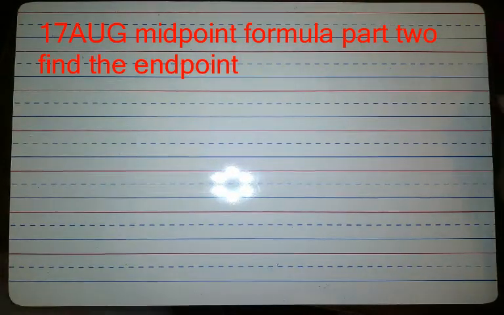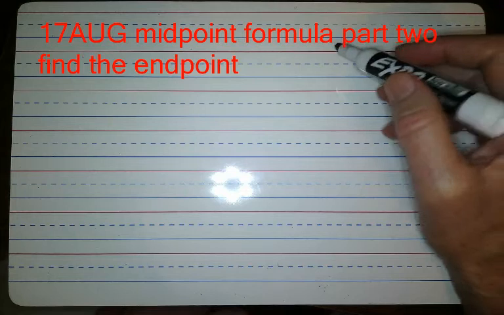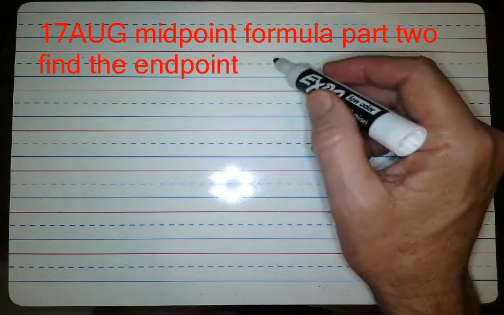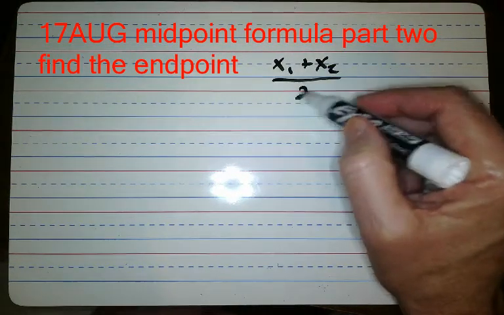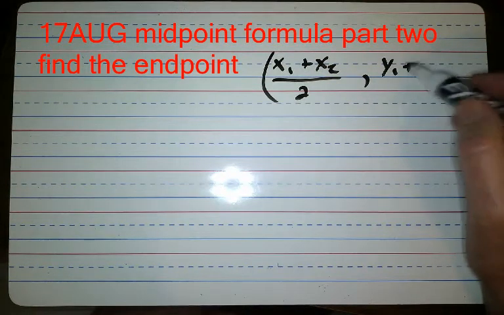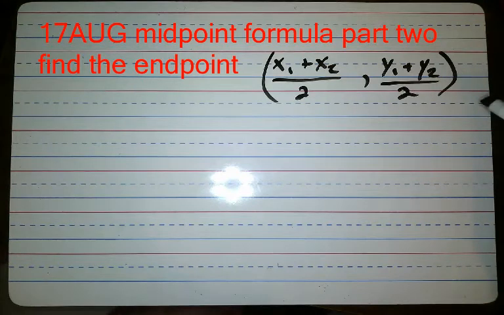Hello, it is 17th of August, and we're using the midpoint formula part 2, which is finding the endpoint. So remember, to use the midpoint formula, we have x1 plus x2 divided by 2, and we have to add the two y numbers together and divide by 2. That's the midpoint formula right there.